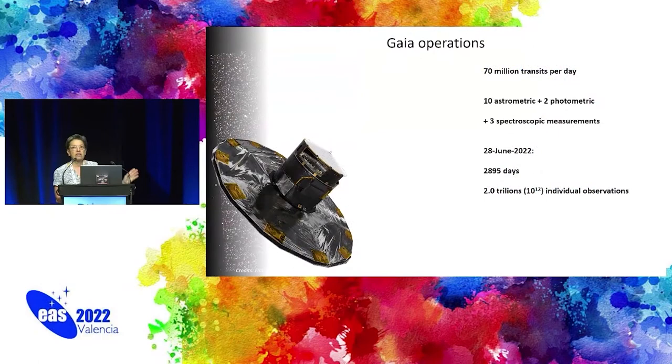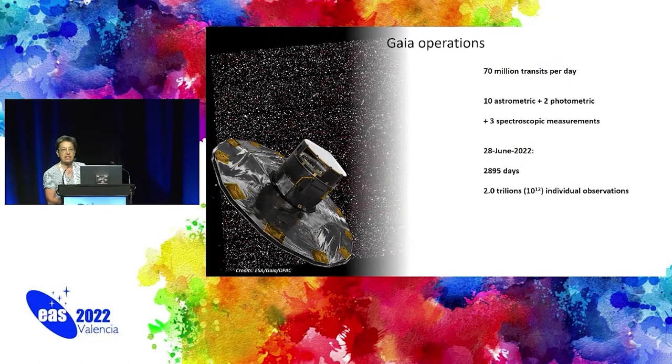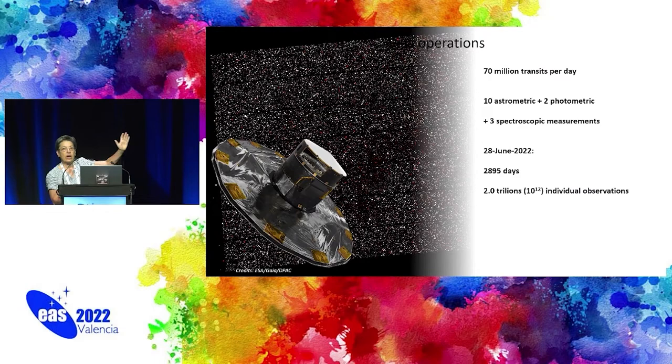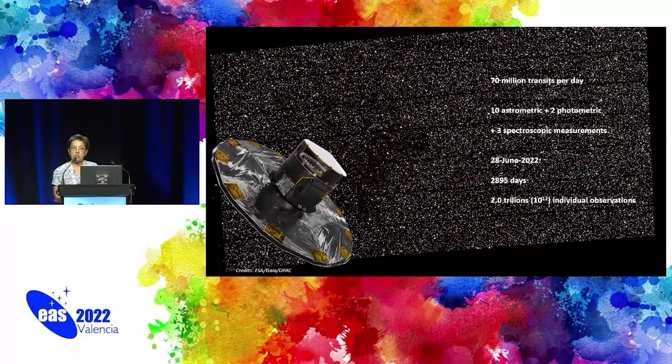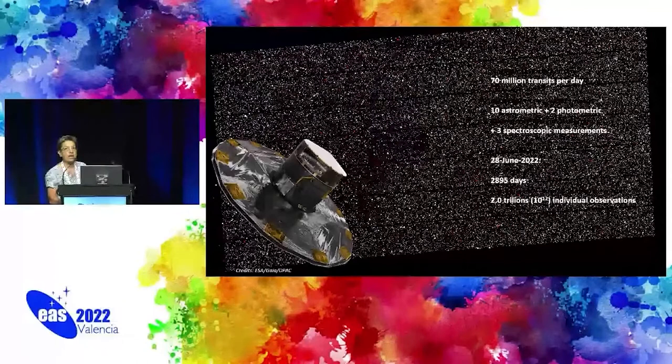Gaia is a satellite with two telescopes. It is continuously scanning the sky. And in this scan, you are covering different stars. This is an animation of 1 second, a real detection of stars in 1 second. And we have an average of about 70 million transits per day, 70 million observations of stars, of objects per day.